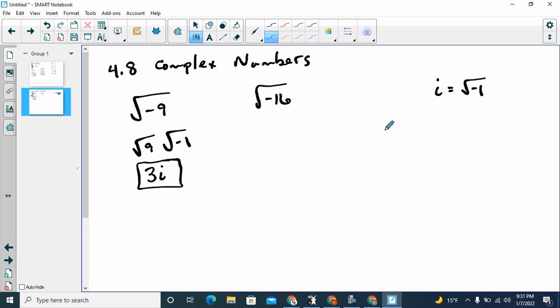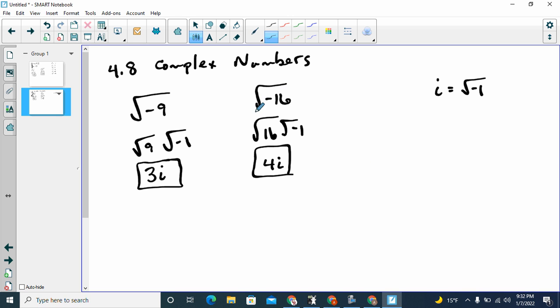We can do the same thing with the square root of 16. Square root of 16 is 4, and the square root of negative 1 is i. So now we have square root of 16 and square root of negative 9. Even though they're both undefined, we can tell them apart when we simplify them using this imaginary number i.